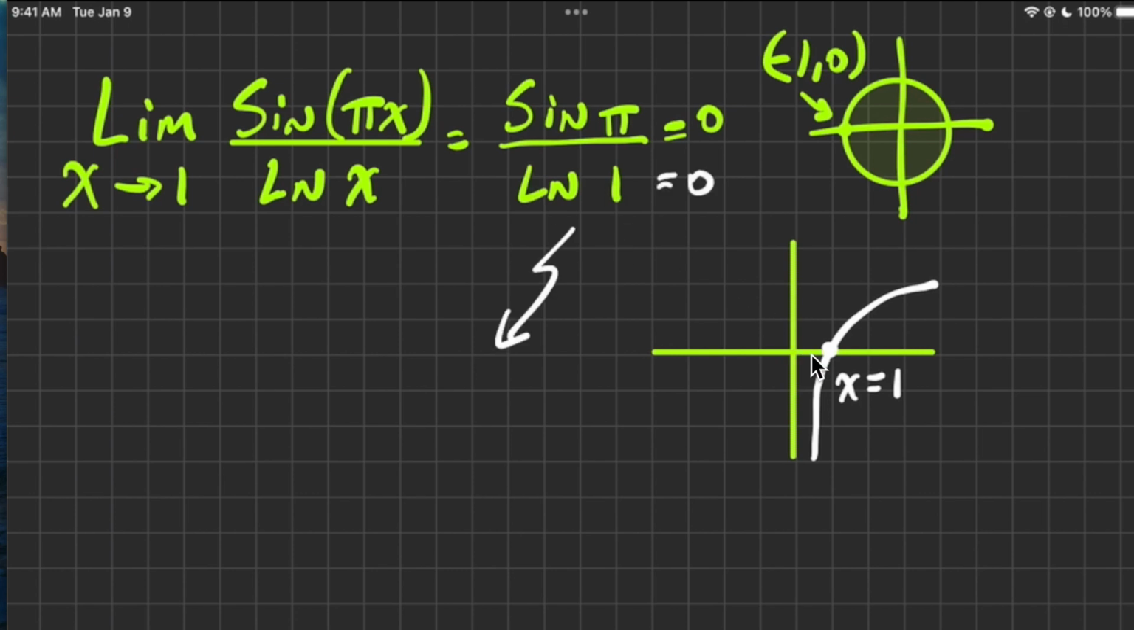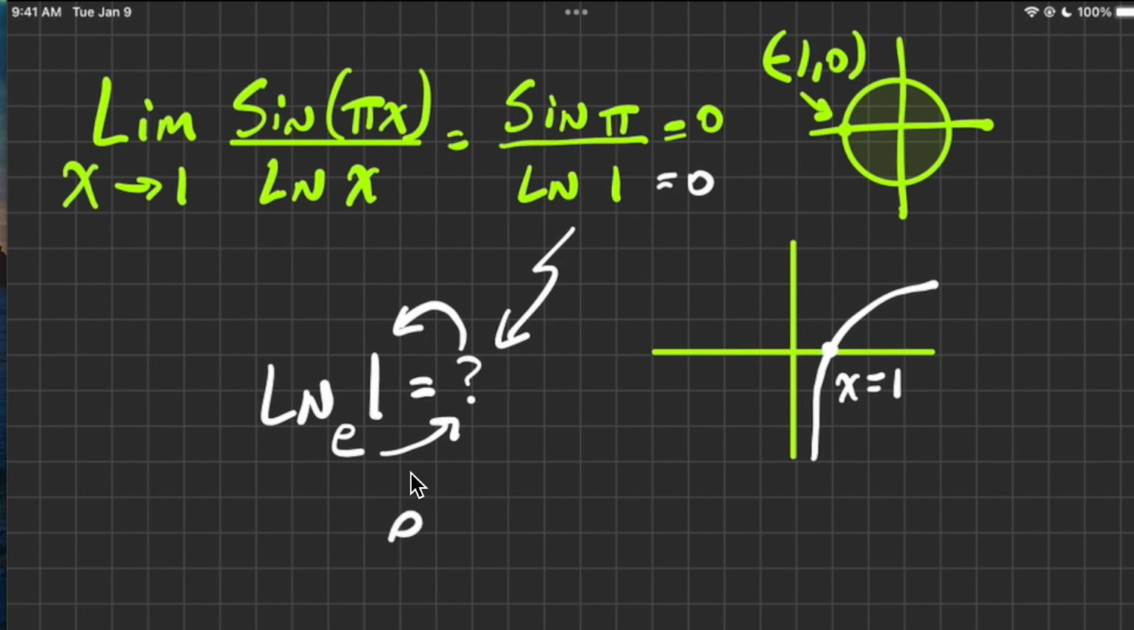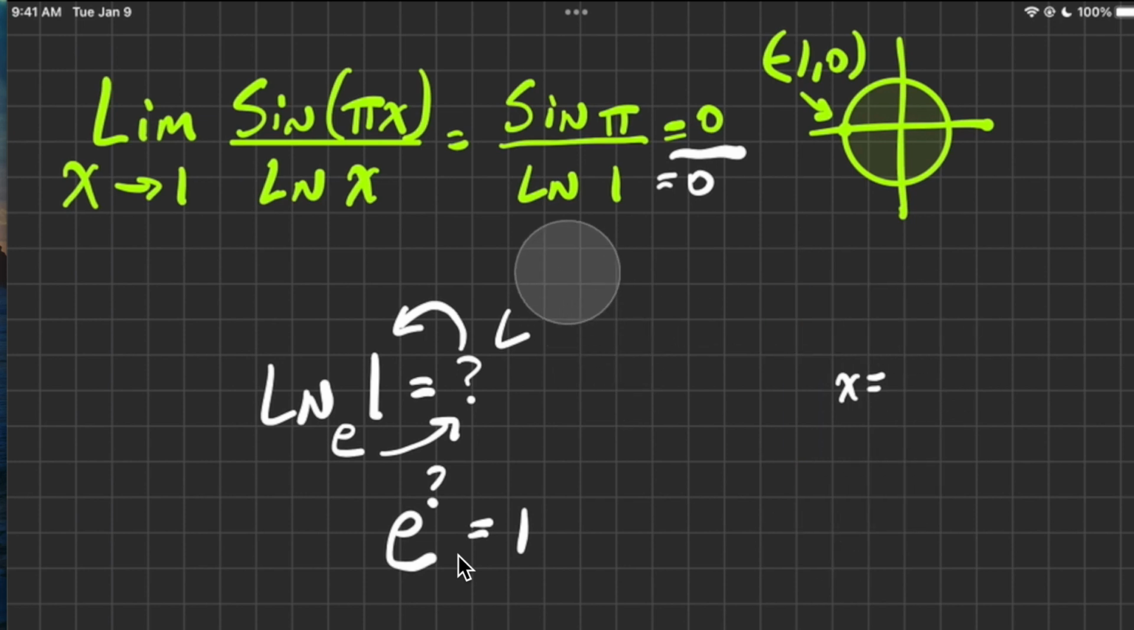If you, for some reason, can't remember the graph, the way to evaluate this is as follows. If you're trying to evaluate the natural log of 1, so we don't know what that value is, recall that the base of the natural log is e, so you can do what I call whirly-bird, and then set e to the question mark equals 1, and that question mark is none other than 0. So folks, we now have a 0 over 0, which is amenable to L'Hopital's.